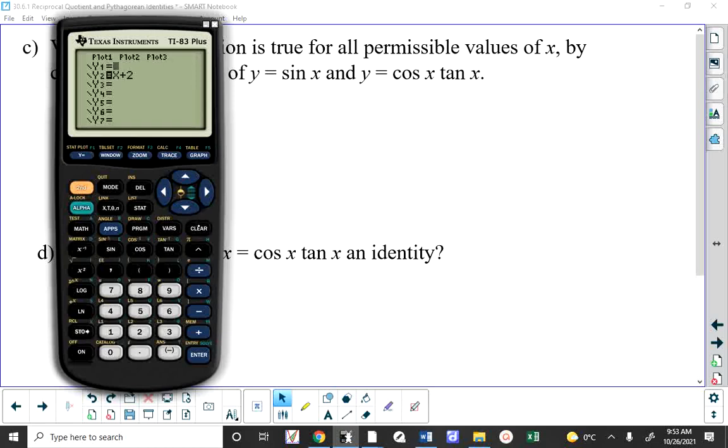So I'm going to put in sine of x for y1. I'm going to put in tan of x, cos of x for y2. I'm going to go zoom trig, which is zoom 7. Here's sine of x. And then we're going to have a problem. And it's why I don't like graphical verification. The problem is, if they're identical graphs, I can't see the second graph being drawn, right?